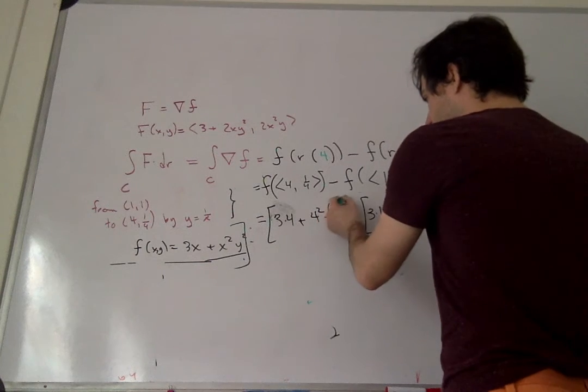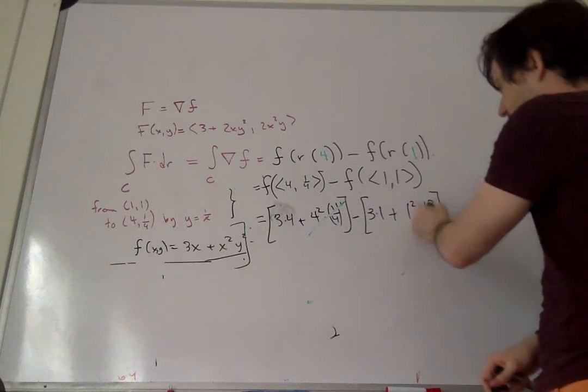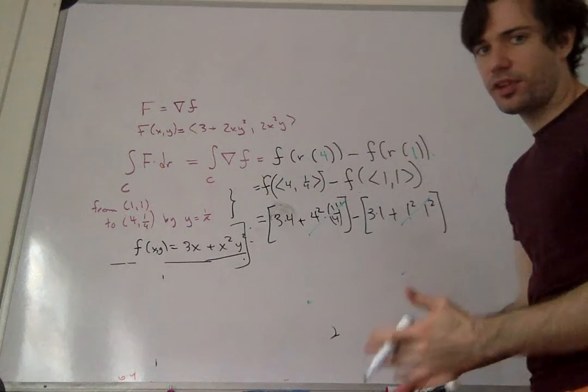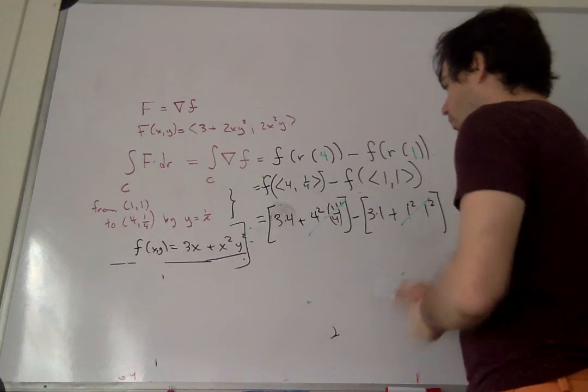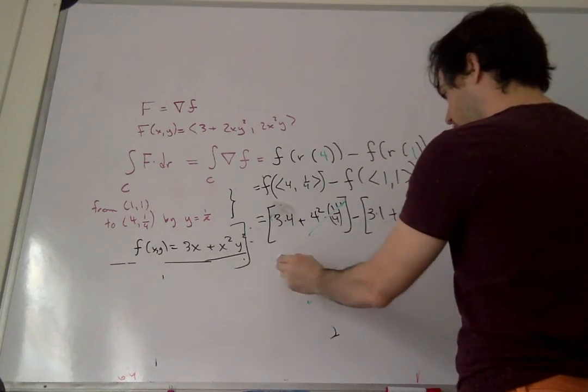Okay, so this is 1, and this is 1. So those are going to cancel. That's just going to be 0. So what we're left over with is 12 minus 3.